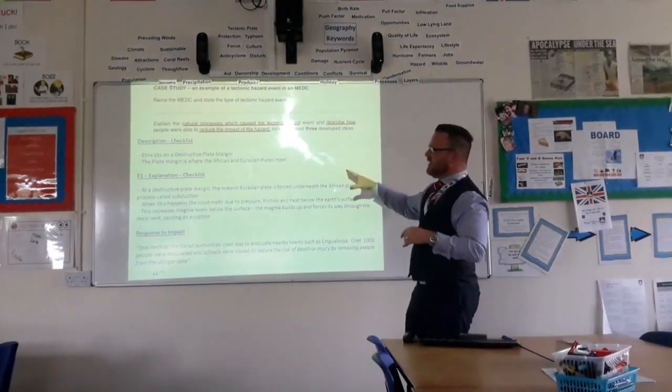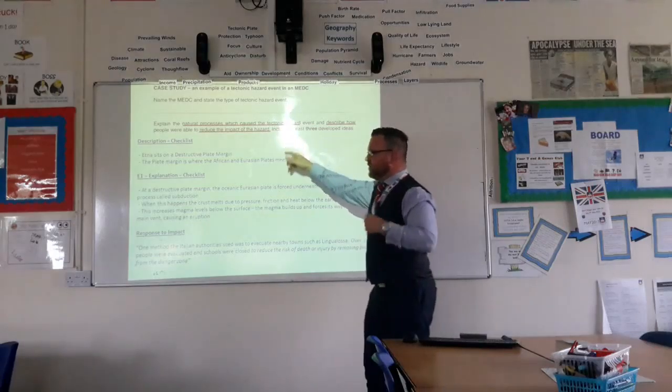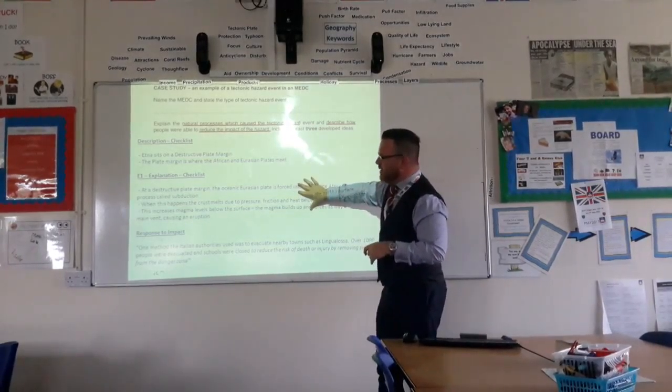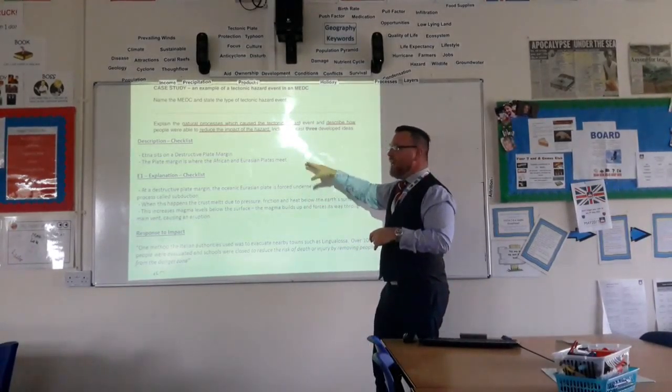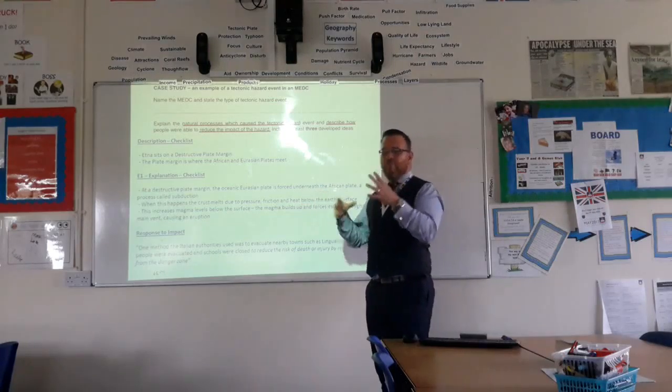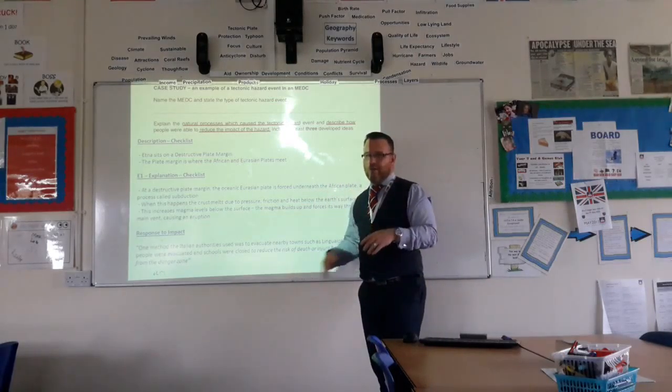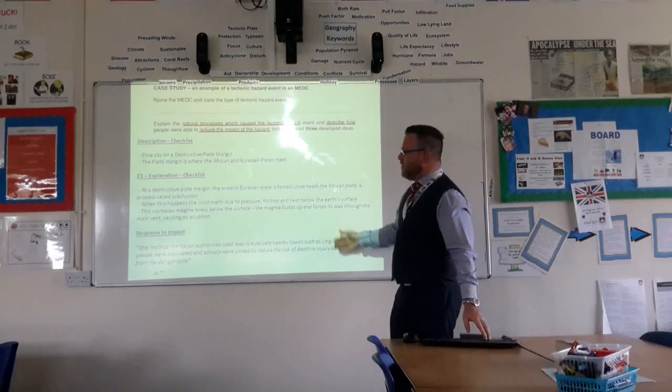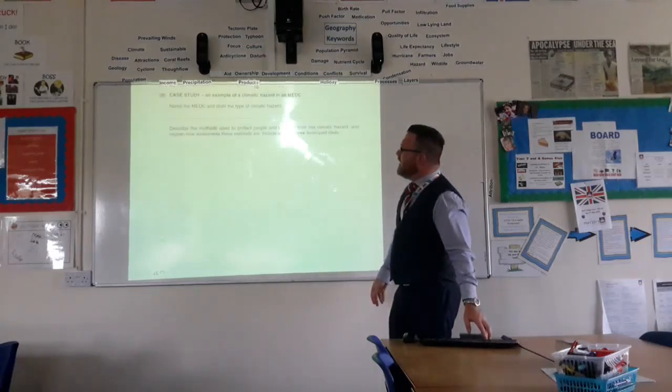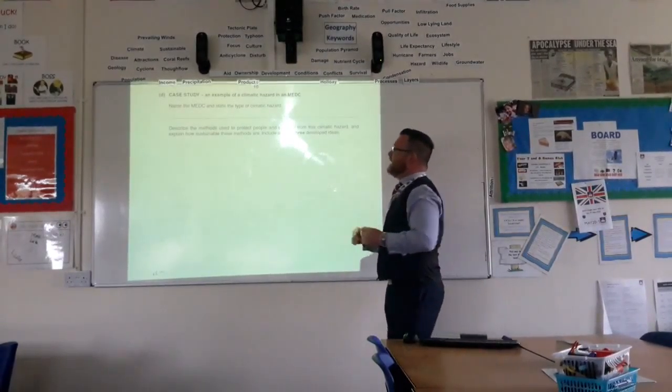So that's our first example, highlighting what you're being asked to do, and then highlighting obviously what we need to put in for explaining the process. That really is the level of detail. The bigger bulk of your answer comes from talking about the effects usually, or the methods used to reduce the impact. Here's another one, an example of a climatic hazard.